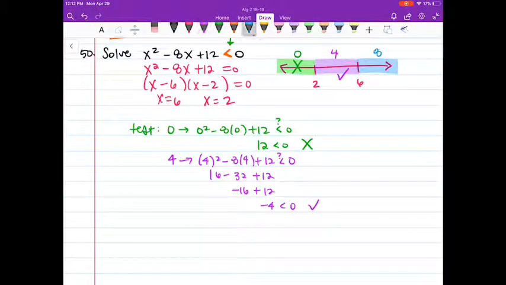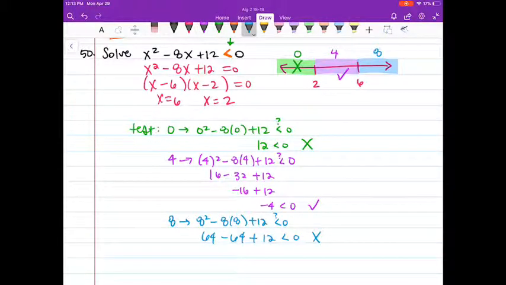Lastly, we are going to test 8. And we've got 8 squared minus 8 times 8 plus 12. Is that less than 0? Well, 64 minus 64 plus 12. Excuse me, 64 minus 64 would be 0. Plus 12 is 12. That is not less than 0. So we don't want to shade to the right of 6. Okay, so we're going to shade in between 2 and 6.